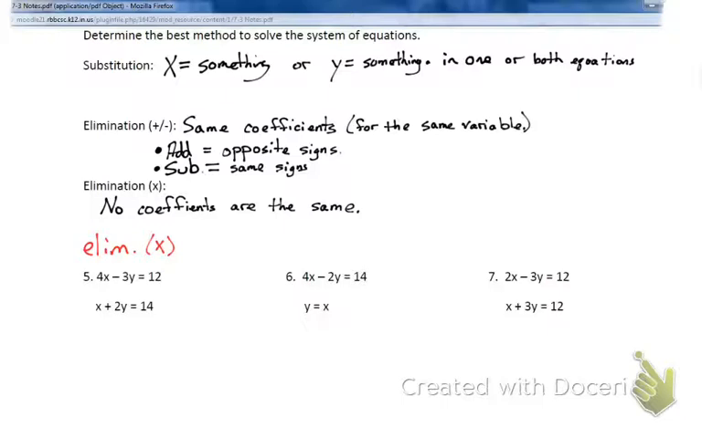So what are we going to multiply by? Well, I'm going to cancel the y's here because they already have opposite signs. I'm going to turn both of them into 6's. I'm going to do that by multiplying the top equation by 2 and the bottom equation by 3. So the top equation turns into 8x minus 6y equals 24, and the bottom equation turns into 3x plus 6y equals 42.